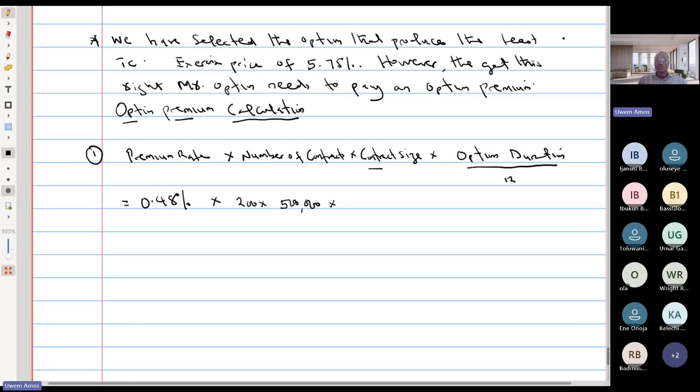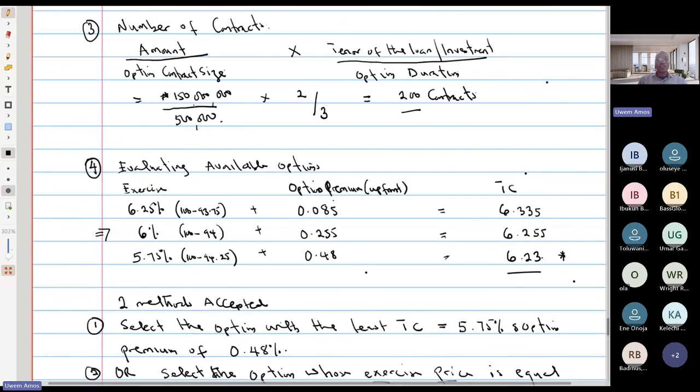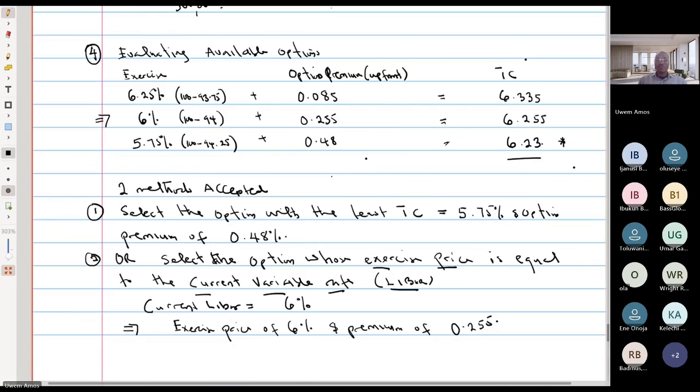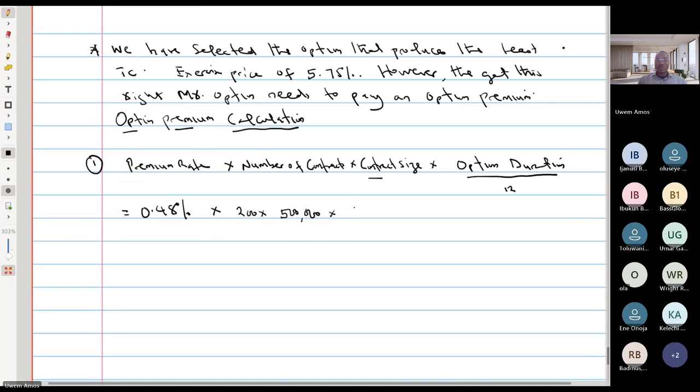Multiply by the option duration. I don't need to go to my question, I have all of the information from when I was calculating the number of contracts. So the option duration is 3, divided by 12. Okay, so what's our premium? That's 0.48 divided by 100, multiplied by 200, multiplied by 500K, multiplied by 3, divided by 12. That gives 120,000. That's our first method.